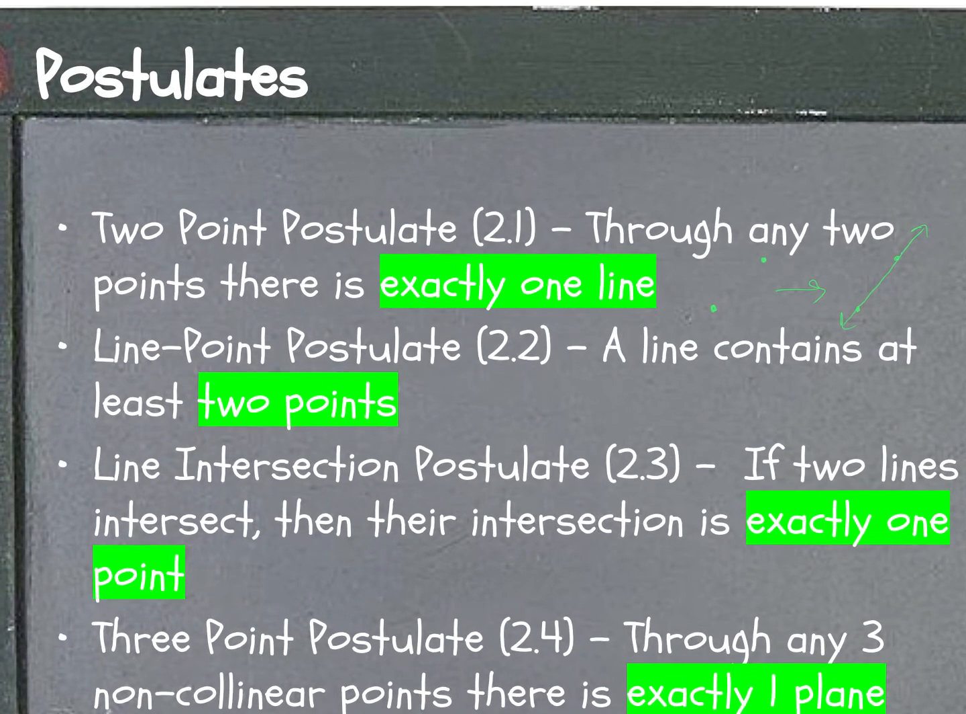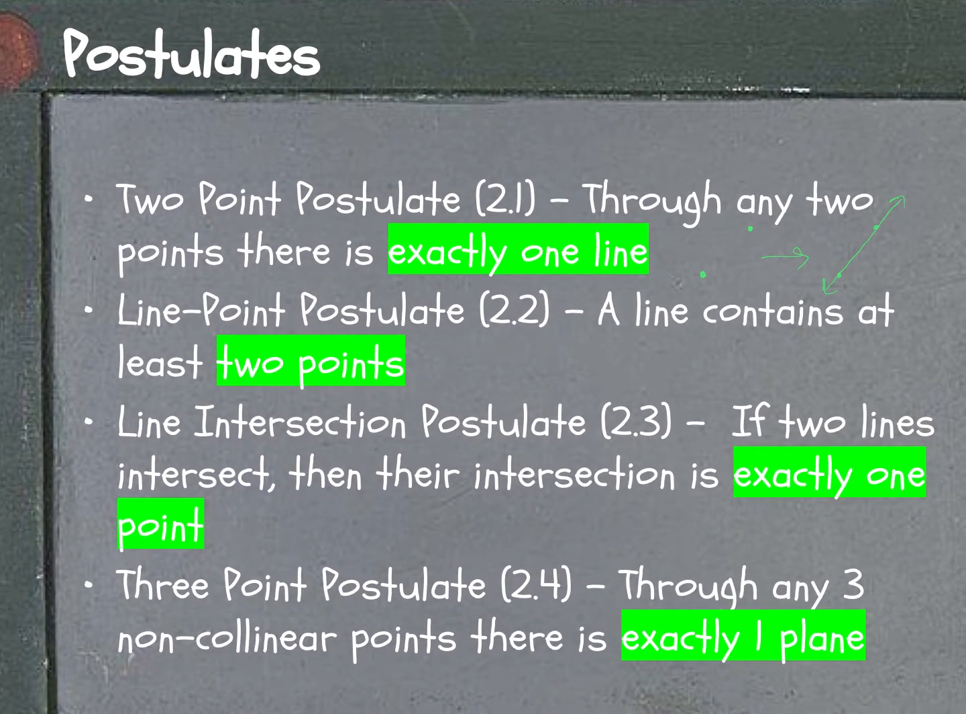Next one, a line point postulate. A line contains at least 2 points. So before we started with 2 points. Do you guys agree? Now what are we starting with? A line. And what are we saying is true about that line? There's 2 points on it. Okay, so draw a line and then draw a line with 2 points on it. That is the only assumption that we're making. That if we have a line, there's at least 2 points on it.